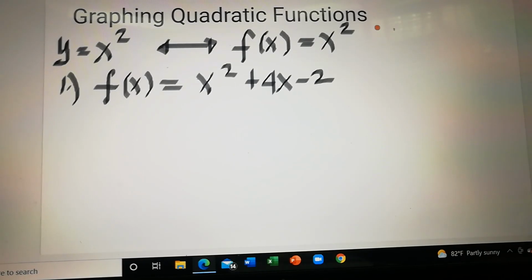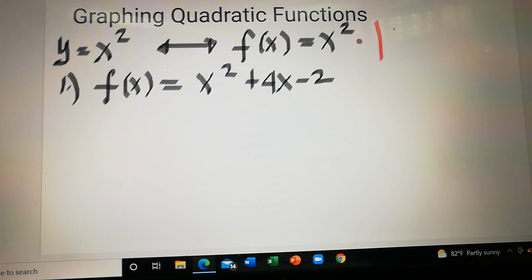Graphing quadratic functions. So that is our topic for today. How to graph the quadratic functions. Okay, so we will relate the graph of this function f of x, which is equal to x squared plus 4x minus 2, to the graph of y is equal to x squared. Okay, so first, we will graph the function f of x equal to x squared.